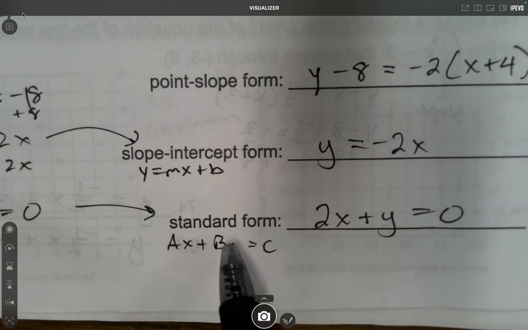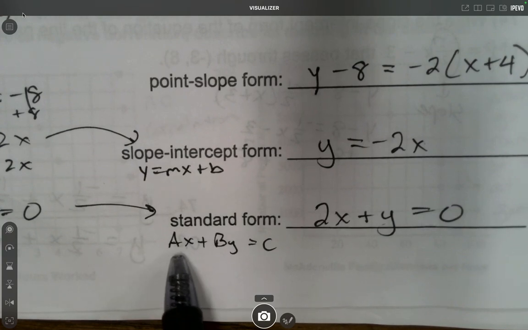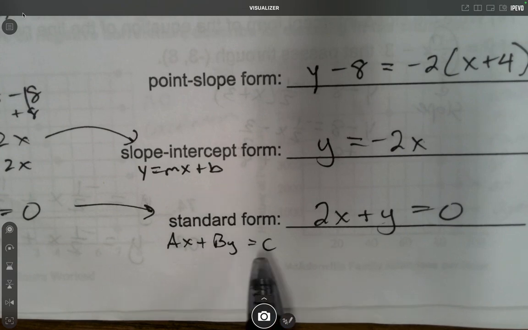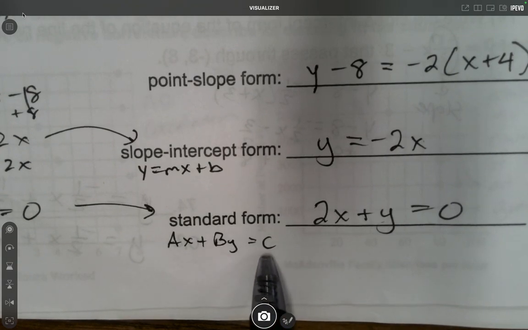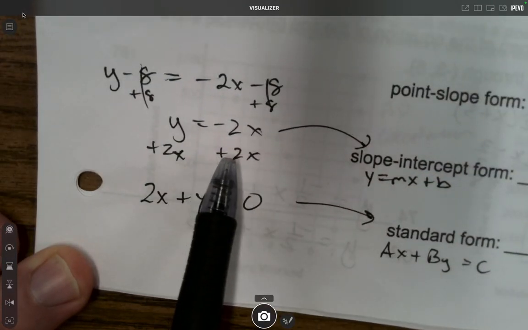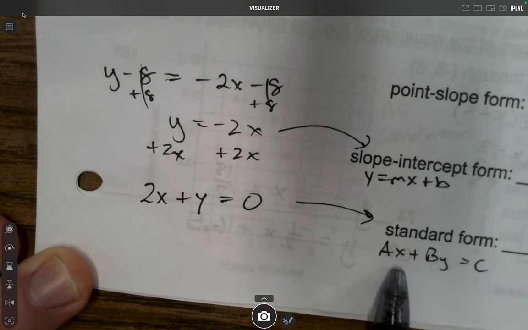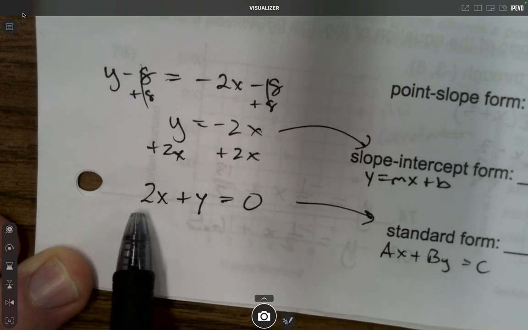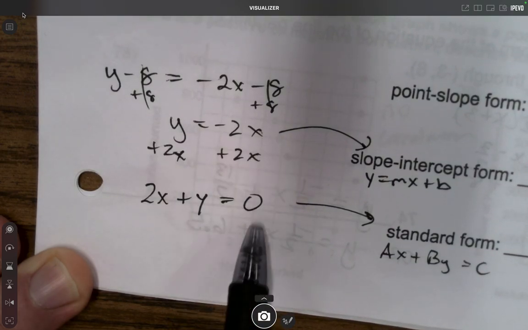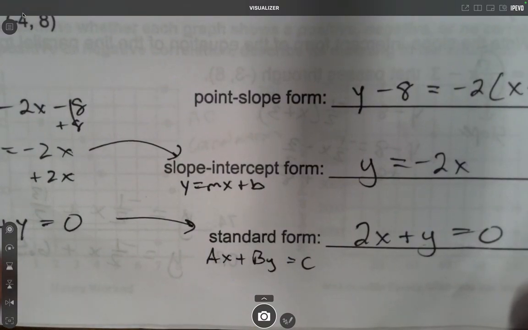The last step is to get this into standard form, which means we have the x term first, the y term second, equals whatever constant number without a variable we have over here. So to do that, we just need to add 2x over to this side, so the x and the y are both on the left, just as you see here. So that gives us 2x plus y, and since that canceled out completely, that means our c, our constant, is 0. So that would be the standard form for number 70.